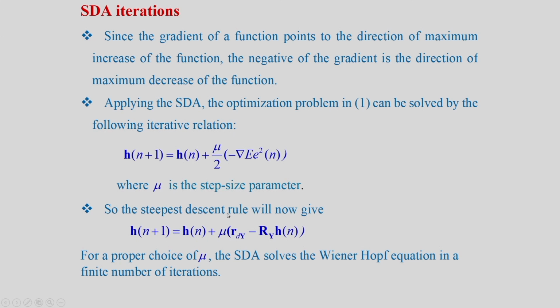So, this steepest descent rule will now give H of n plus 1 is equal to Hn plus mu times r dy minus ry into Hn. By computing the gradient of E of e square n, we get this expression. For a proper choice of mu, this SDA solves the Wiener-Hopf equation in a finite number of iterations.